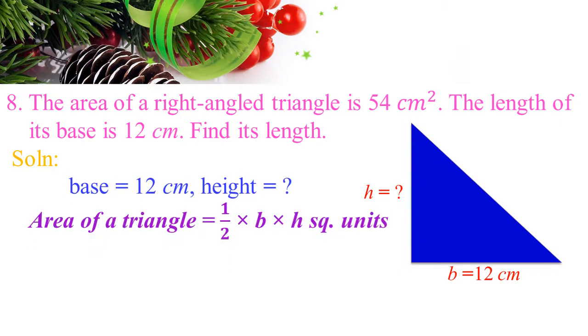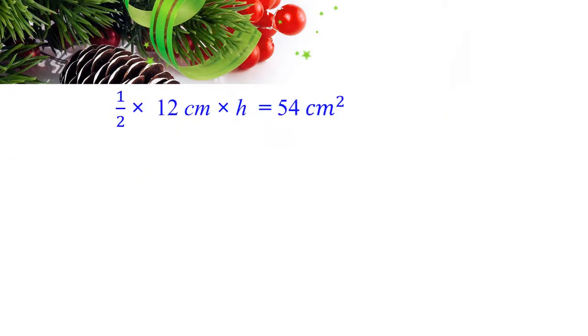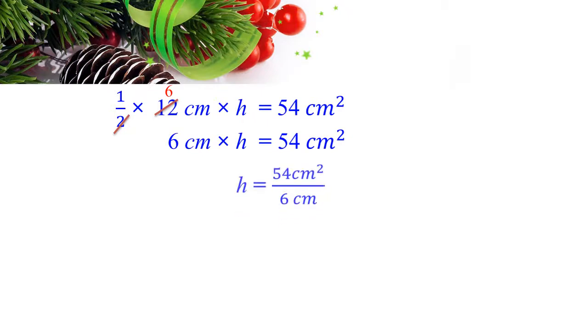Area of the triangle formula half BH square units. Here given area of the triangle 54 centimeter square. 1 by 2 B into H equal to 54 centimeter square. 1 by 2 multiply with base 12 centimeter into height equal to area of the triangle 54 centimeter square. Cancel the common factors. 1 2 is 2, 6 2s are 12. We get 6 centimeter into height equal to 54 centimeter square.